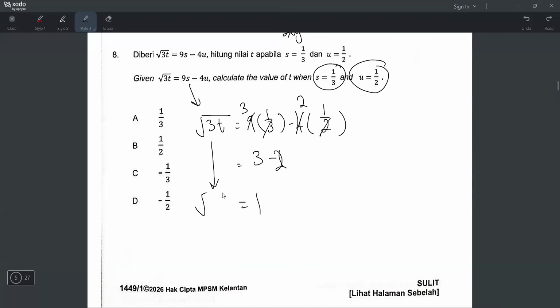But the left side is square root 3t. I'm trying to find t. So t has to be single. So we have to pindah square root and pindah 3. But which one pindah first? The square root first. If you pindah 3 first, wrong already.